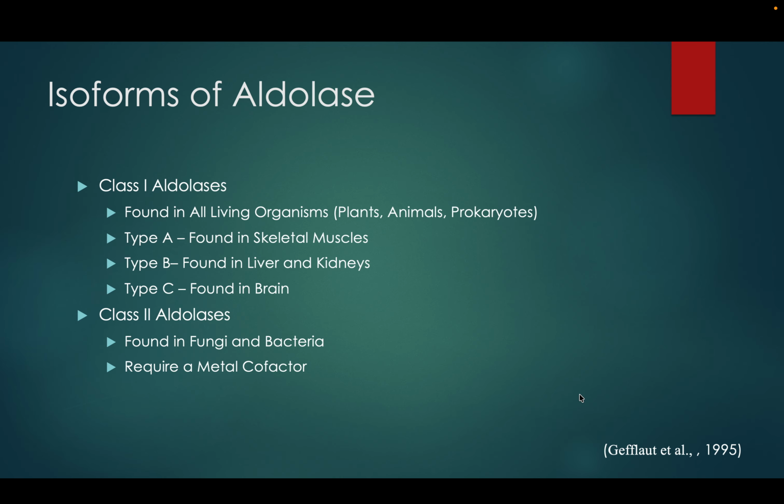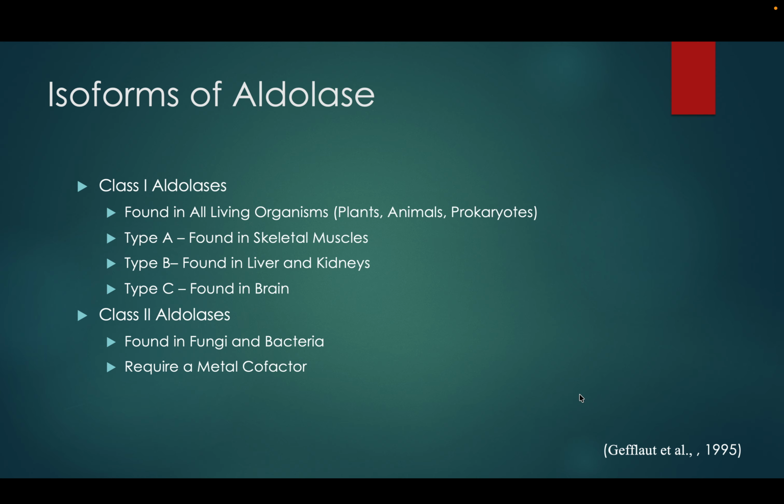Class 2 aldolases also require a metal cofactor. We're going to focus on class 1 aldolases for this presentation since we are talking about humans in this case. So class 1 aldolases can further be broken down into the three subgroups that have been found in humans. We are going to focus on the class 1 aldolases since they pertain to humans.